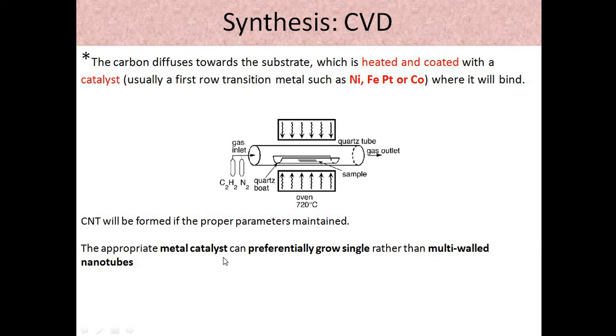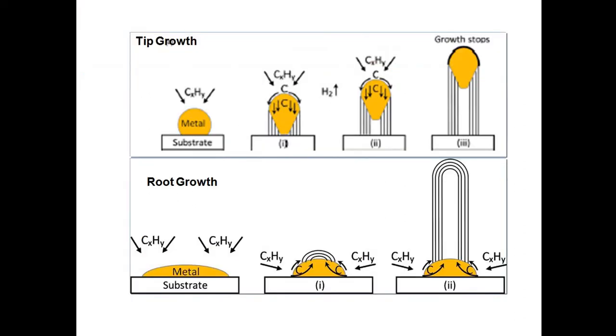So an appropriate metal catalyst can preferably grow single-wall nanotubes rather than multi-wall carbon nanotubes. If we use the appropriate metal catalyst, then there will be single-wall carbon nanotubes, otherwise there will be multi-wall carbon nanotubes. So depending upon the catalyst, the formation of single-wall or multi-wall carbon nanotubes is decided by the catalyst. So this is the growth mechanism.